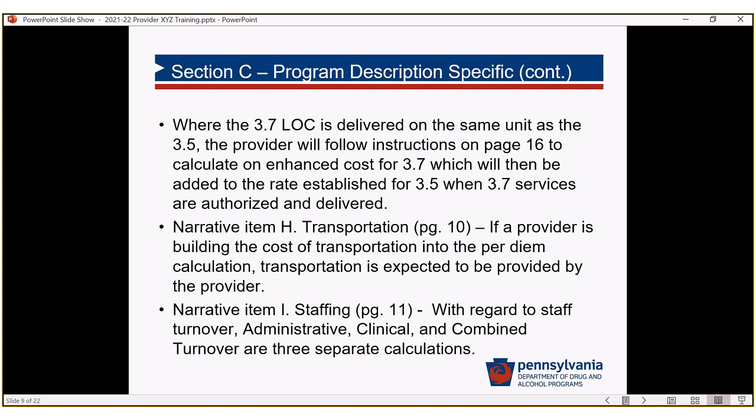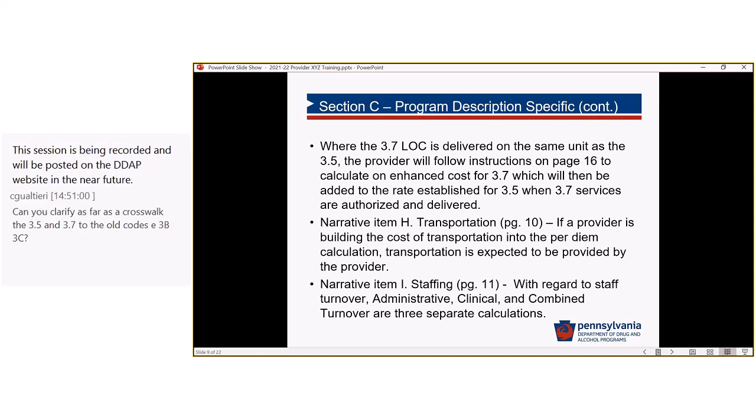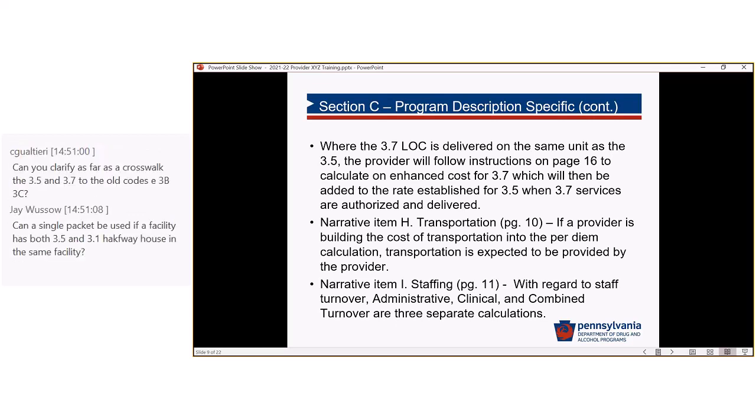Thank you. As we keep going through those items A through Q in the program descriptions or service activities, I wanted to point out a couple of things to everybody. With narrative item H, which is transportation, on page 10 of the packet, if you're requesting the cost of transportation, or building that into your per diem calculation, the expectation is that transportation is actually provided by your agency.